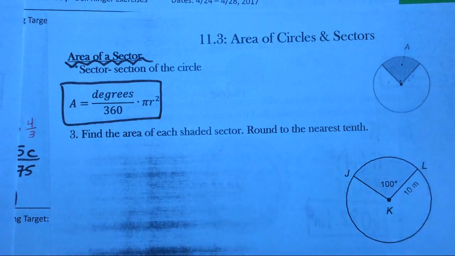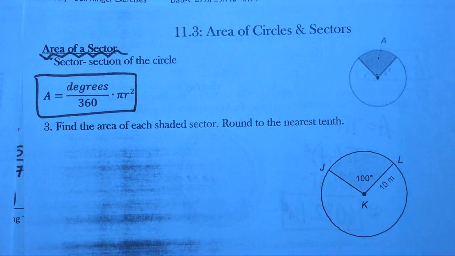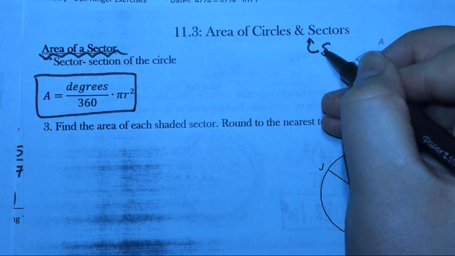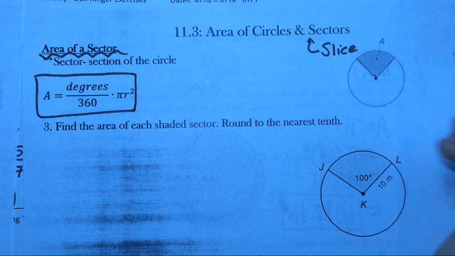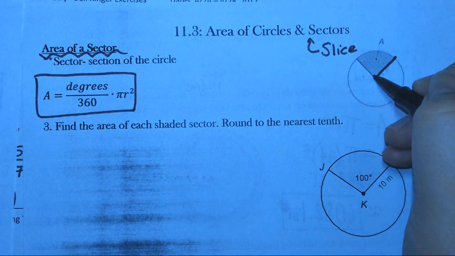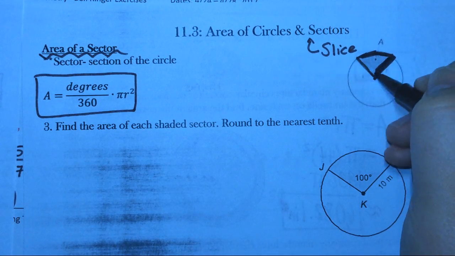Miss Compton, I don't know what a sector is. I understand that. We skipped chapter 10, which was all the circle vocab, so I need to catch you up a bit. A sector is like a slice. Like a slice of pie, a slice of pizza. It's a part of the circle. It's just a section that we're taking out.